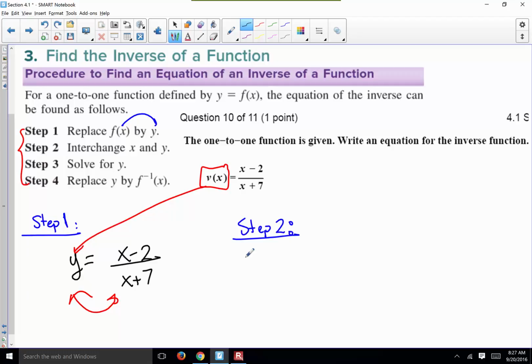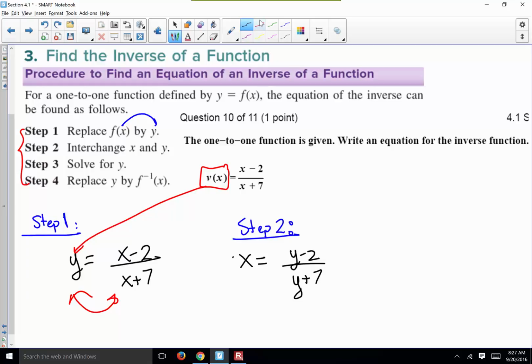This y turns into x, and this x turns into y. Is it only the top x we change into y? No, the bottom as well. Each and every x needs to turn into y. So not the top only, but this bottom one too. Okay? Are we good so far?